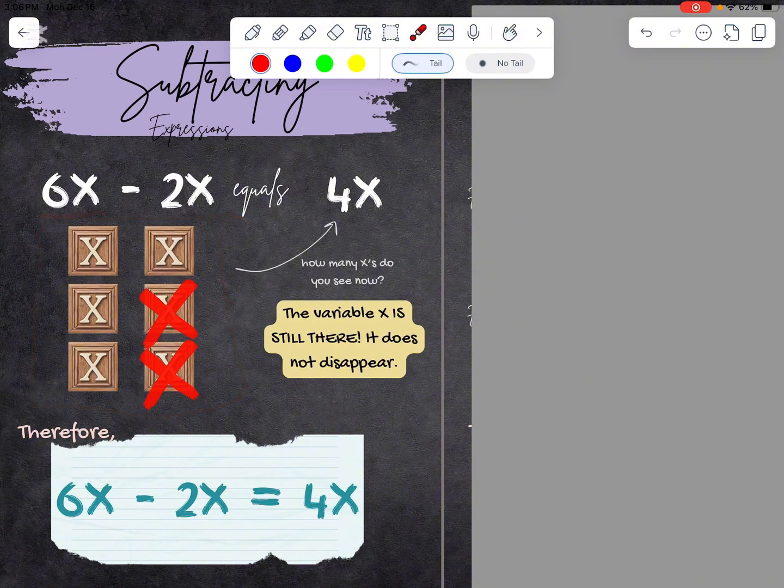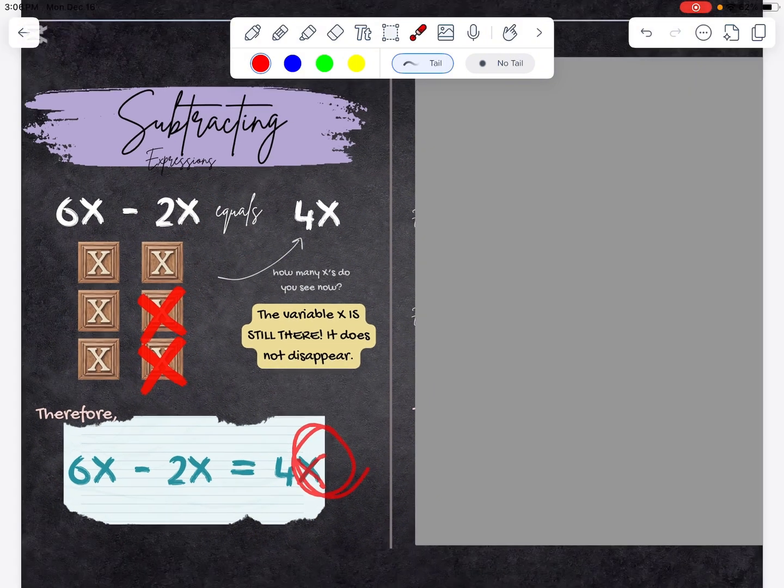So 6 x's means I have 1, 2, 3, 4, 5, 6 different tiles, 6 tiles altogether with an x. Subtract 2 means I'm taking 2 of these away, and I have 4 left, but 4 x's left, so I have to have that x in there.